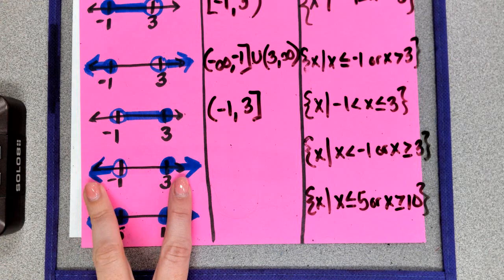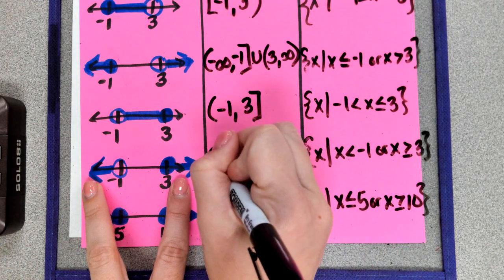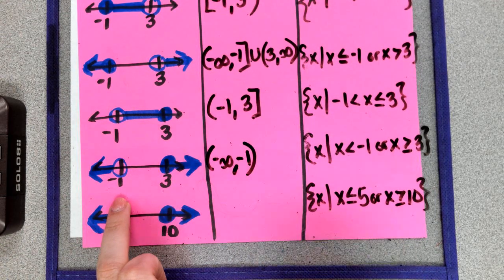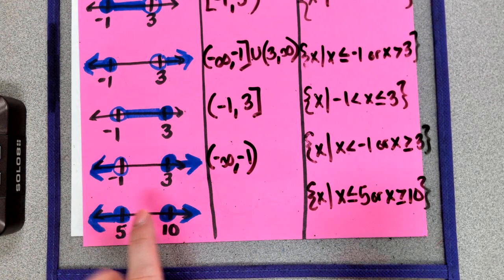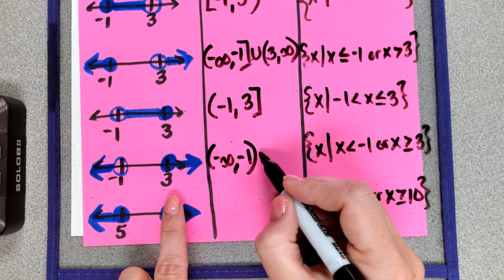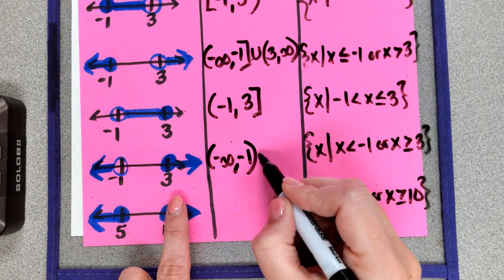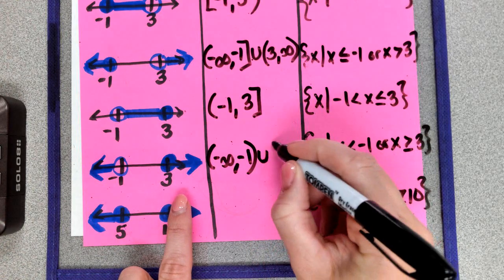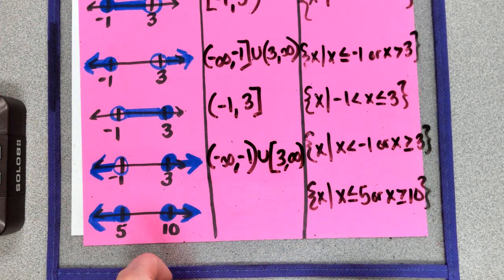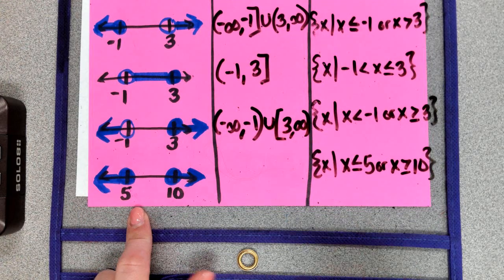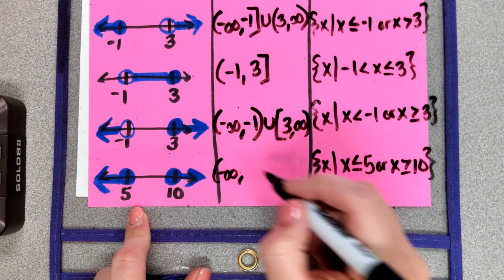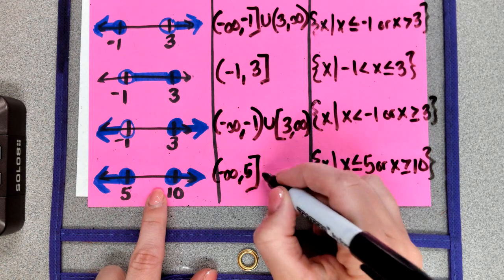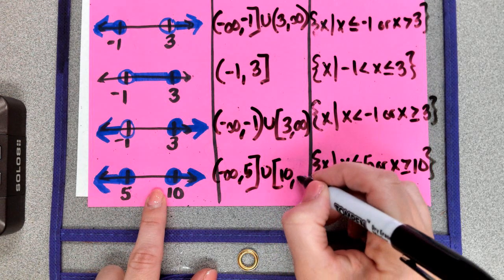I have 2 of these. First one goes from -infinity up to -1. I don't include that, so parentheses. What do I have to put in between my 2 intervals? What goes here? A U. Bracket 3 to infinity. And then this one, similar. This one would be -infinity up to 5, bracket, because it's a closed circle. I got another one, so I union 10 to infinity.